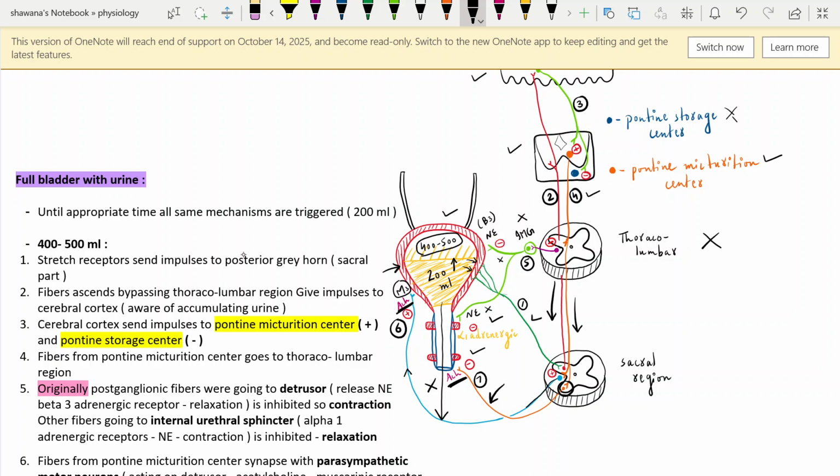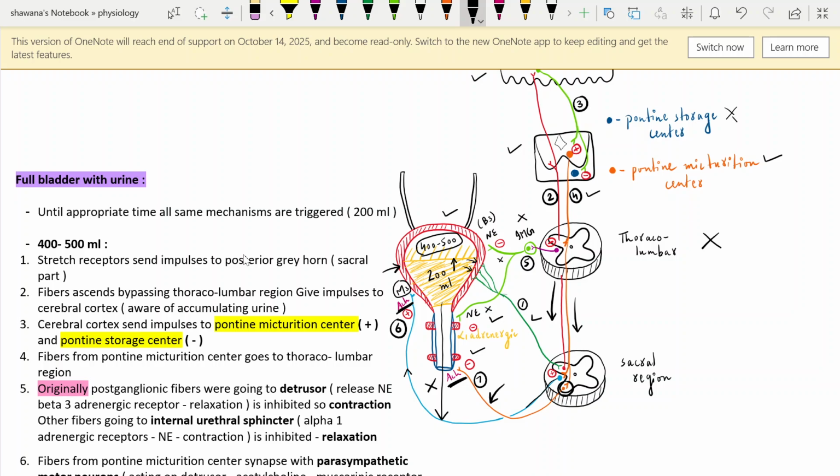Other fibers will descend and they will synapse with the lateral preganglionic motor neurons. It will cause contraction. Muscarinic type 3 receptors are present in the detrusor muscle. Acetylcholine will be released and it will cause the contraction of the bladder.